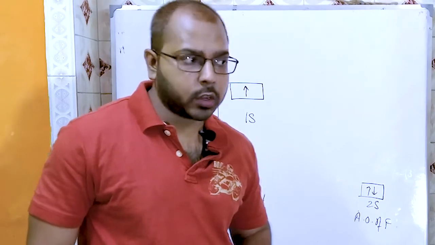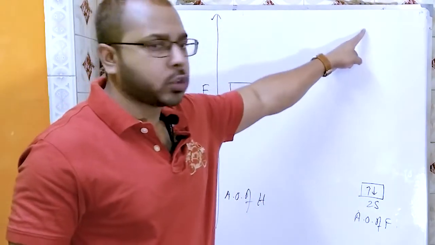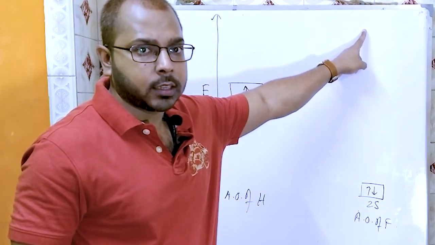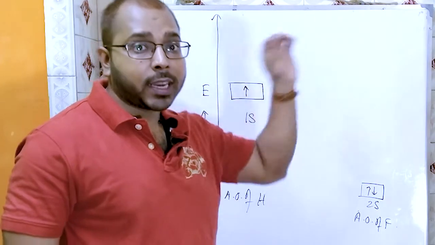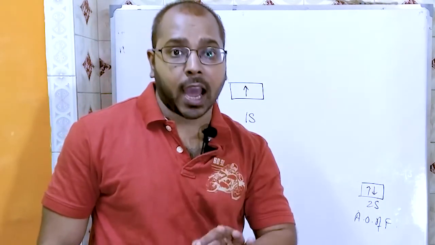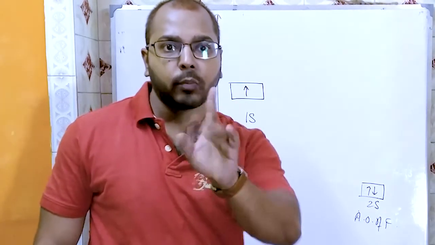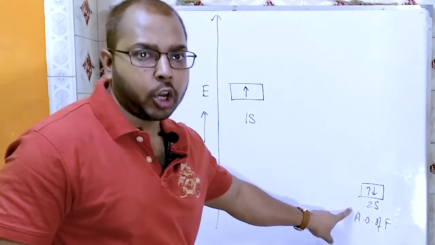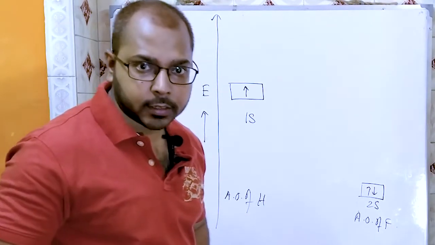So if beryllium is there, then 2s would be like that. If lithium is there, then 2s would be like that. But oxygen, nitrogen, fluorine, carbon are more electronegative, so their atomic orbitals will be at lower energy. I hope you got it.